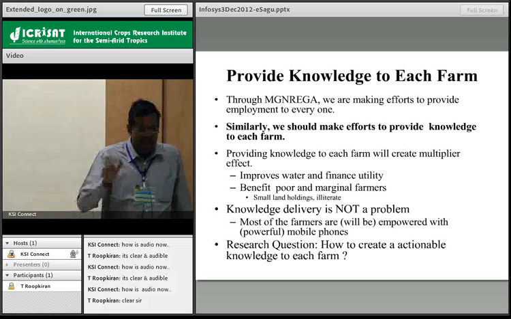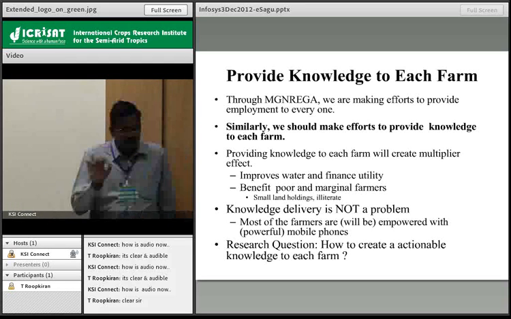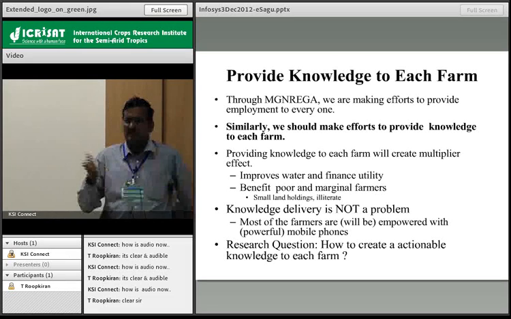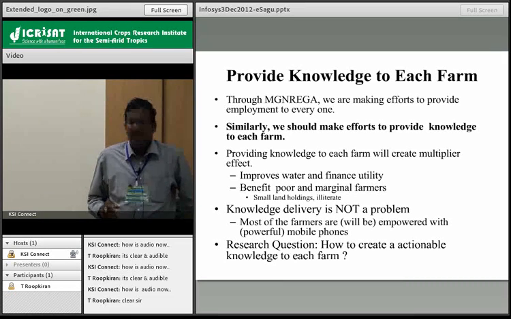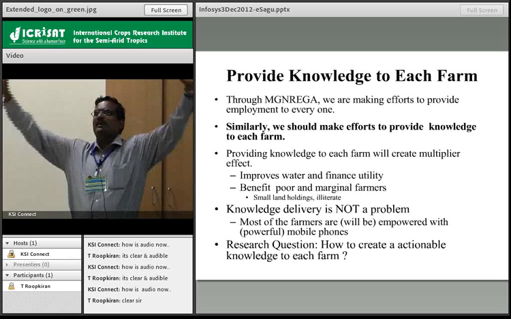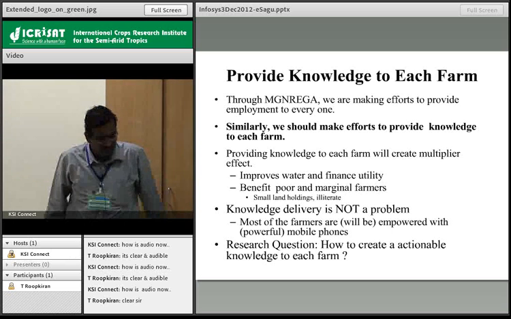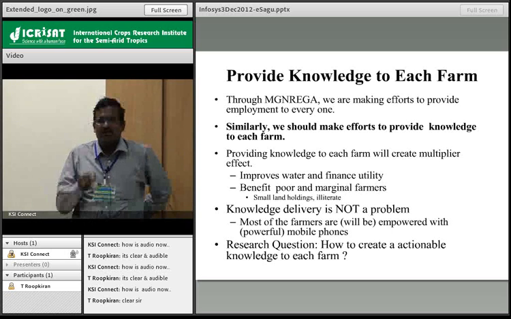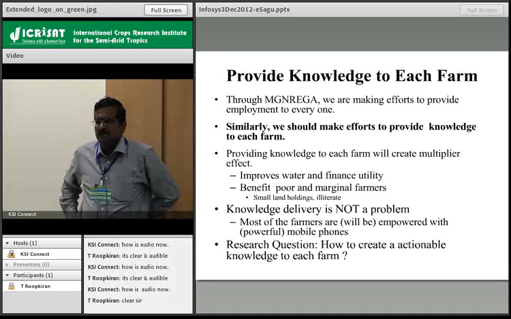So that's my point here. Providing knowledge to every farm will create a multiplier effect. You can understand the meaning of multiplier effect. Another thing is that knowledge delivery is not a problem. Everybody has got a mobile phone. What is the problem? Do you have actionable knowledge for each farm? Knowledge creation is a problem.